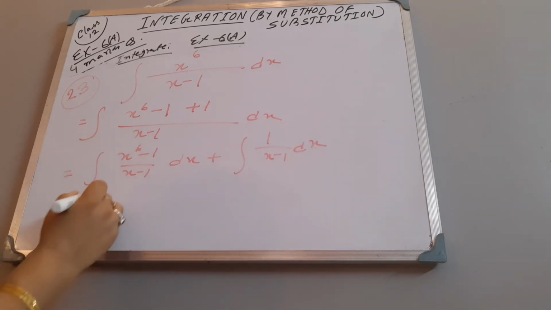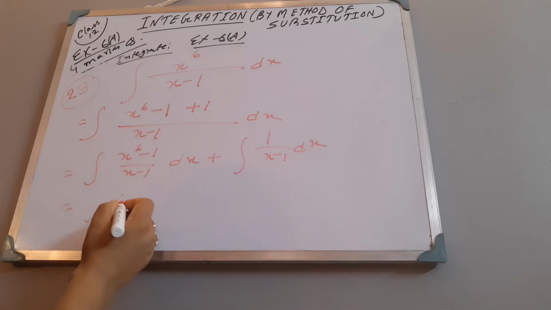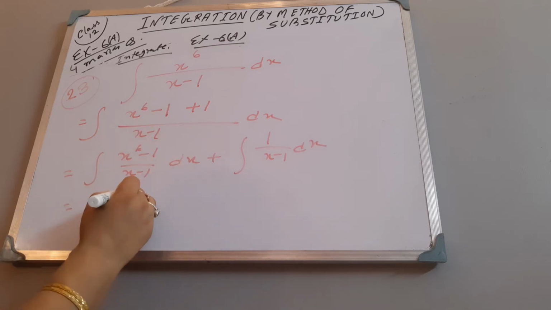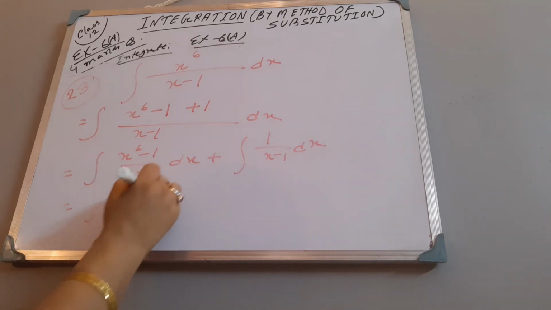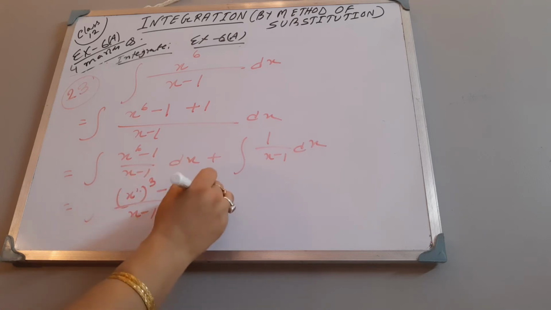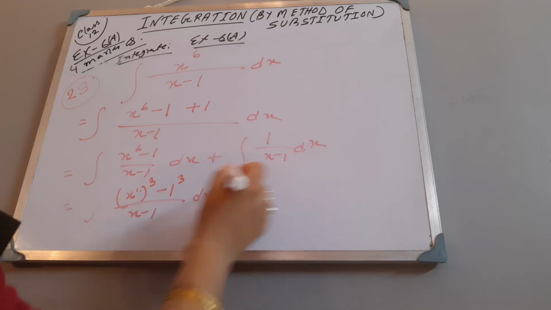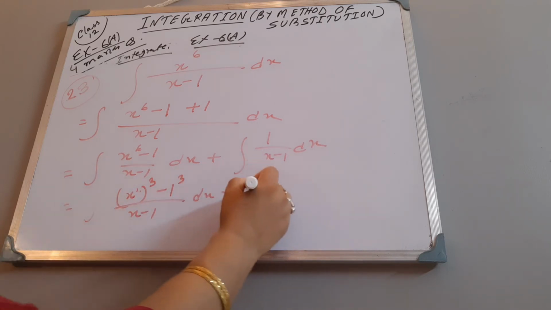And x to the power 6 means what? We can write this as x square cube. X square cube minus 1 cube, so a cube minus b cube. So we can write x square cube minus 1 cube whole divided by x minus 1 dx plus integral 1 by x minus 1 dx, which we know is log of x minus 1.